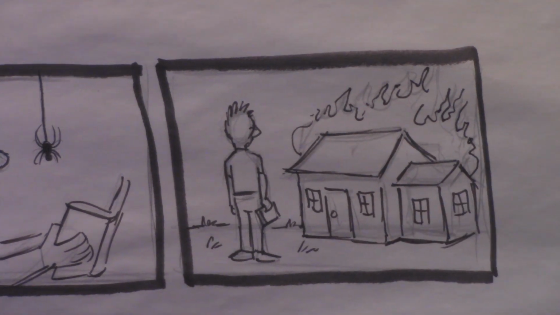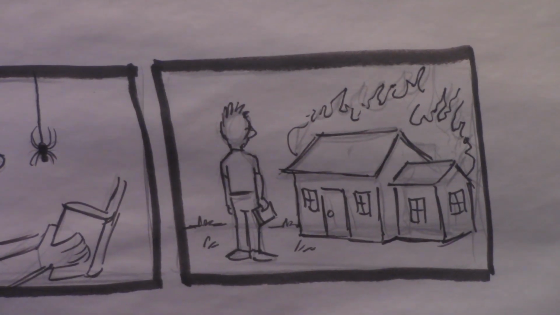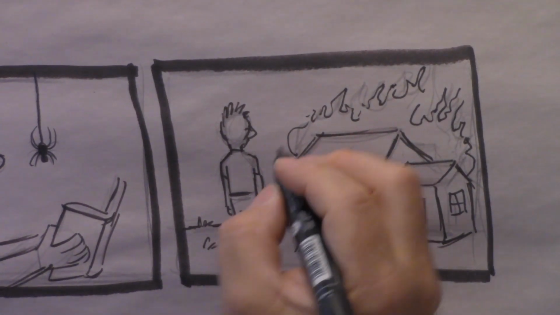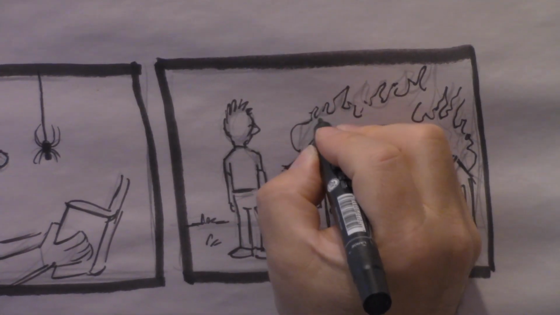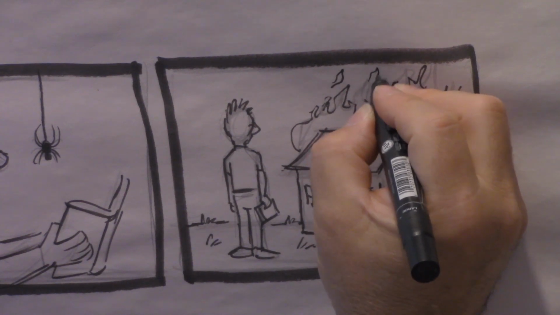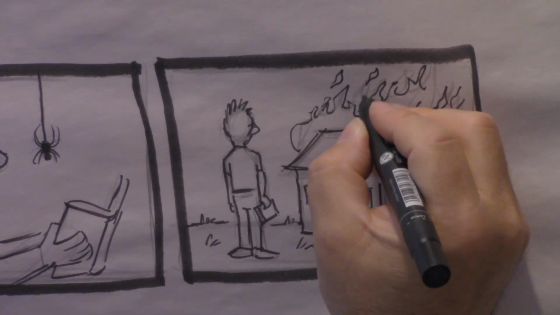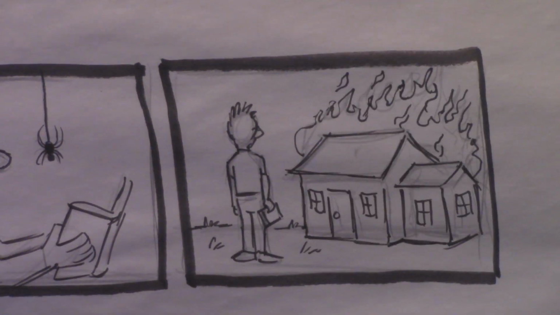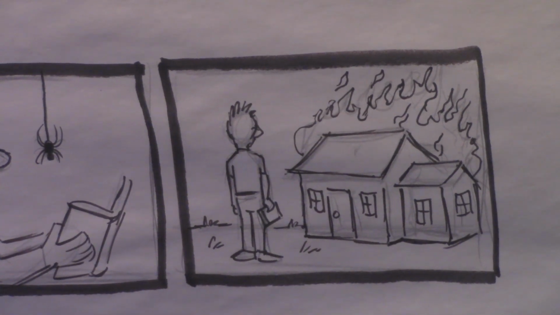Gotta get rid of the spider. Fire is fun to draw. It's just squiggly lines that go to a point, and maybe some other little offshoots of flames along the top. So we've got our beginning, our middle, and end.